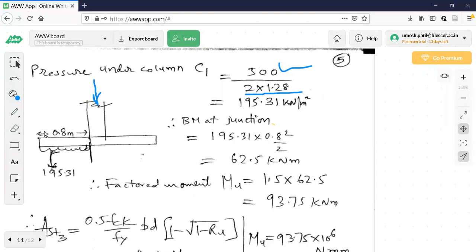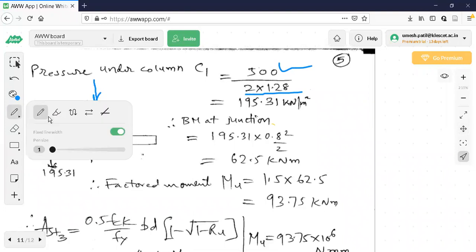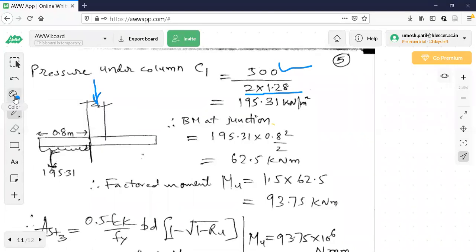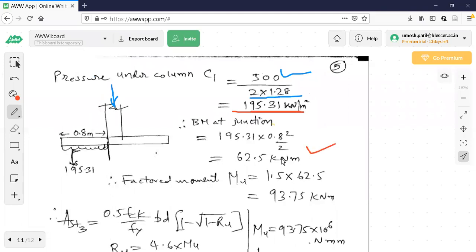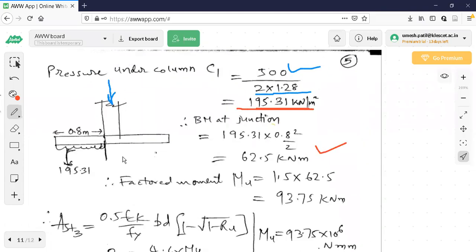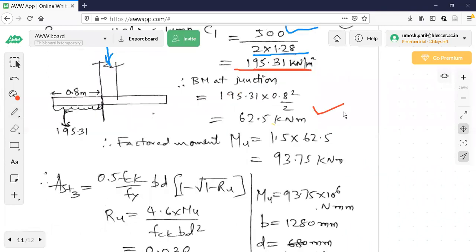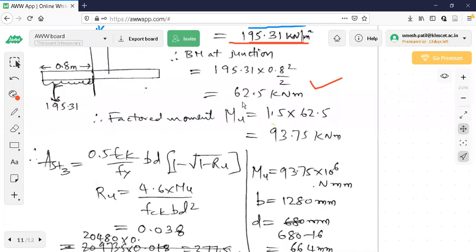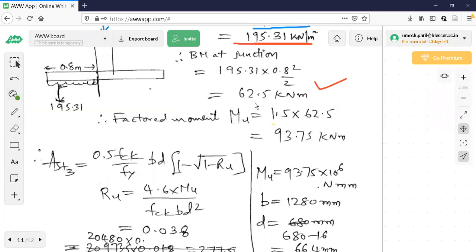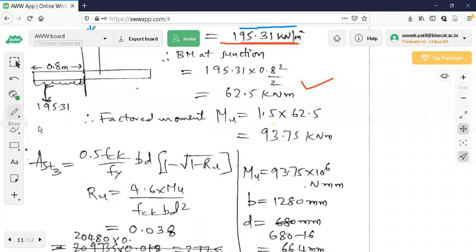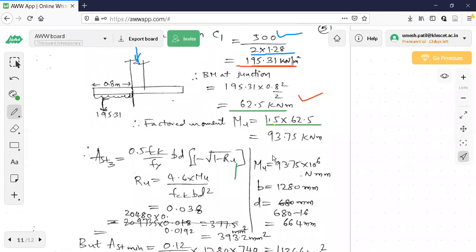You have to be careful. That is why I am telling you, unless you solve two problems on your own, you cannot follow here. You have to solve at least two problems on your own, then only you'll come across difficulties here. This is important, 195.31. So I got 62.5 as bending moment. See this is all unfactored loads. Therefore, once you find this, I'm telling you again and again, once you find this, multiply by 1.5. So 93.25.